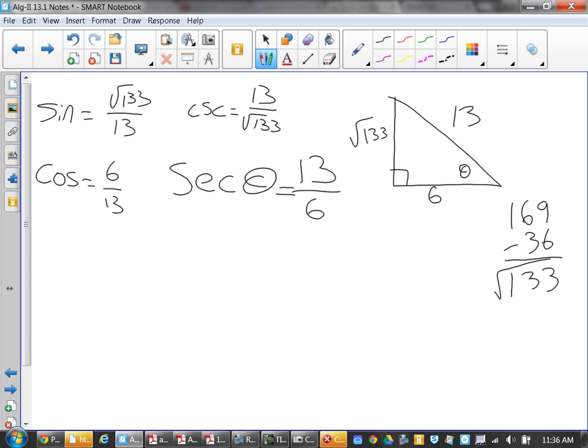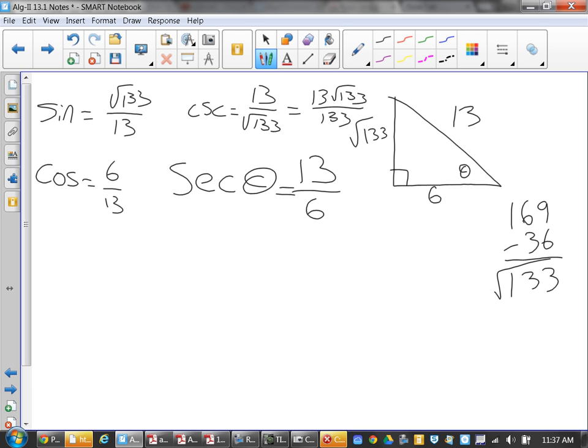No, because you have to rationalize it. Remember, you have to multiply the top and bottom by that radical. This isn't so bad because what's the square root of 133 times the square root of 133? 133. So your cosecant becomes 13 root 133 over 133. Okay? It's just a matter of going through it like that. And I'll let you guys figure out tangent and cotangent. It's not that far. Does that make sense?